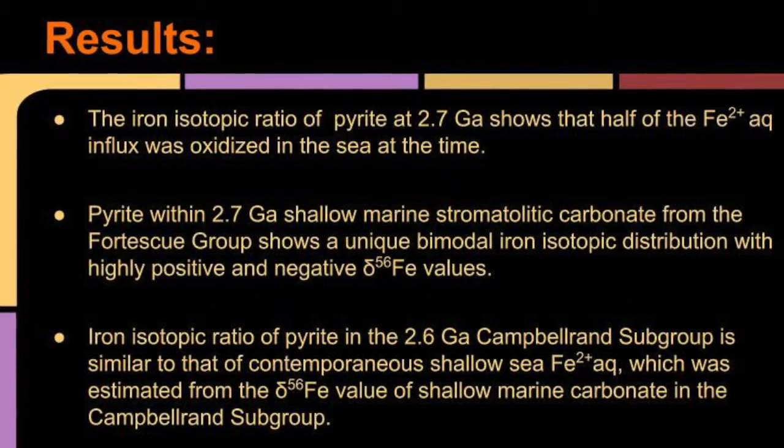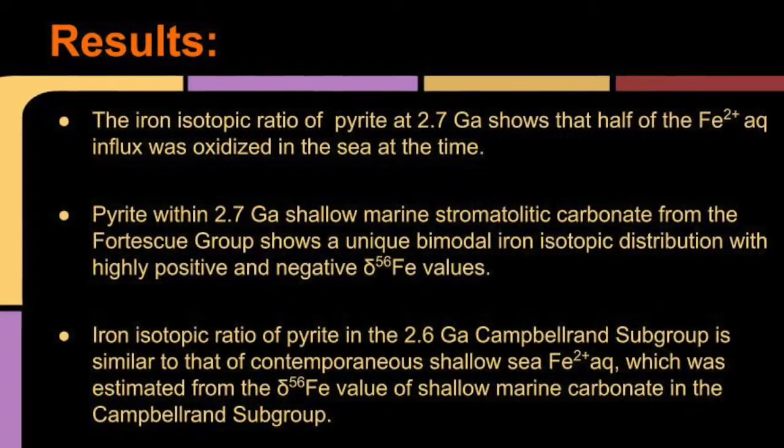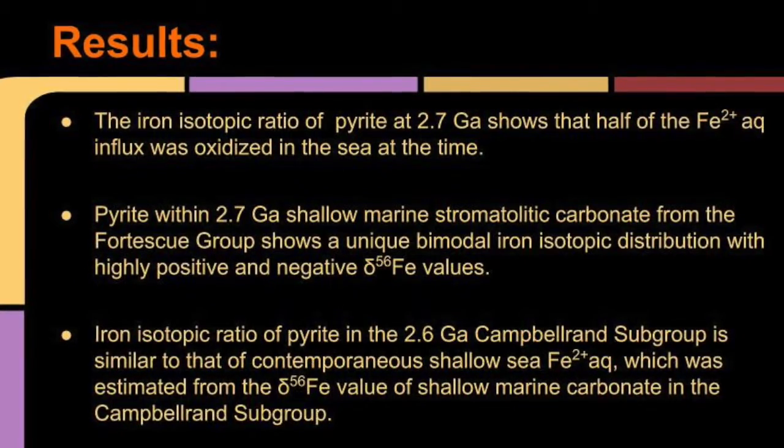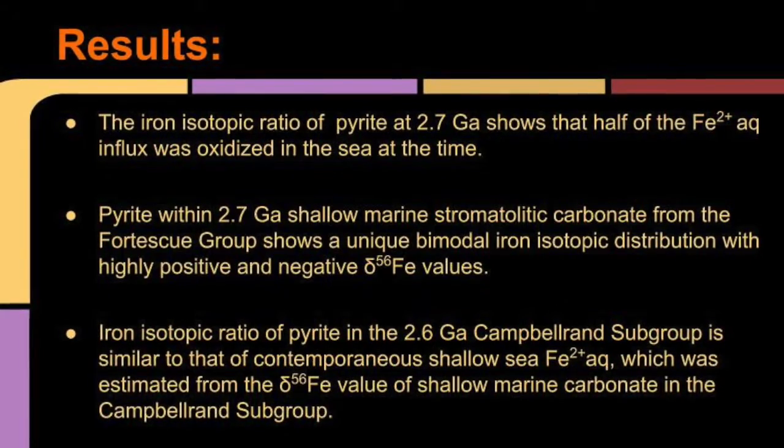Pyrite, within 2.7 billion years, shallow marine stromatolitic carbonate from the Fortes group shows a unique bimetal iron isotopic distribution with highly positive and negative iron 56 values.